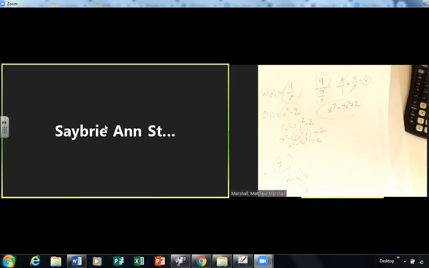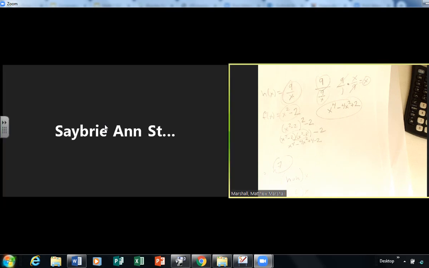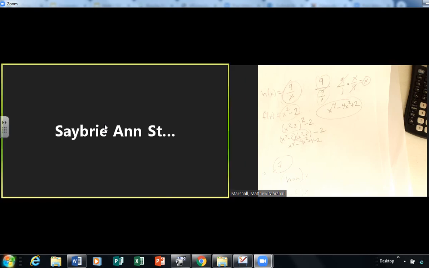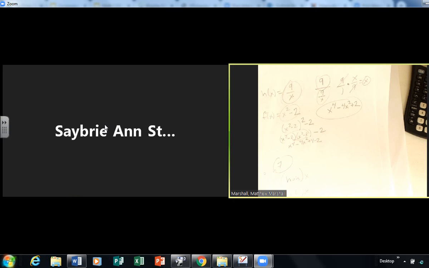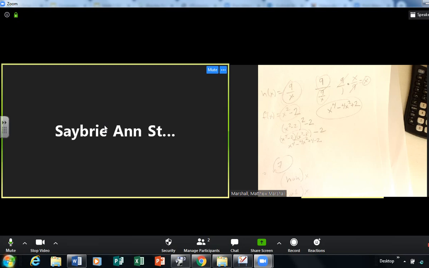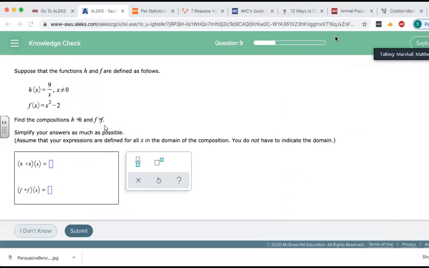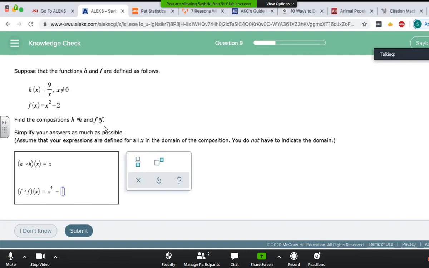f of x. Yeah. Yep. So the first one's x, and the next one's x to the 4th minus 4x squared. No, the h of h one, that's x. And then the f of f one is that x to the fourth. There you go. Yep. Minus 4x squared plus 2.